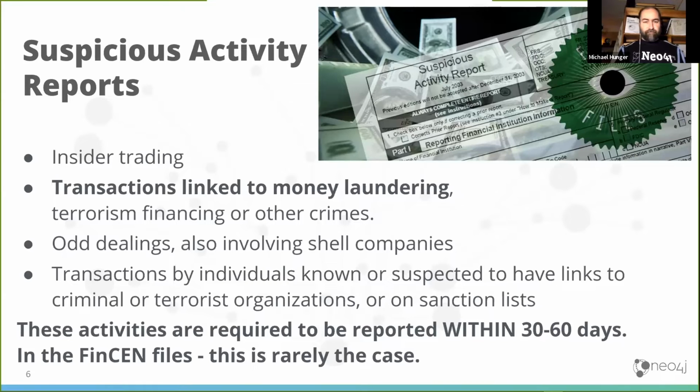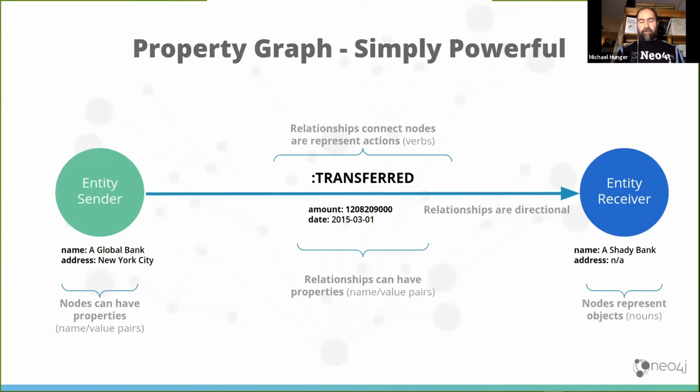So in the graph model, I created a very simplified version. You basically have one bank, which is the sender of the money, one bank, which was the recipient of the money, and then a transferred relationship with amount and date on the relationship. So how did two banks interact with each other and what volume of money flowed between the two banks. It's really simplistic because you only have 10 minutes to go into this.